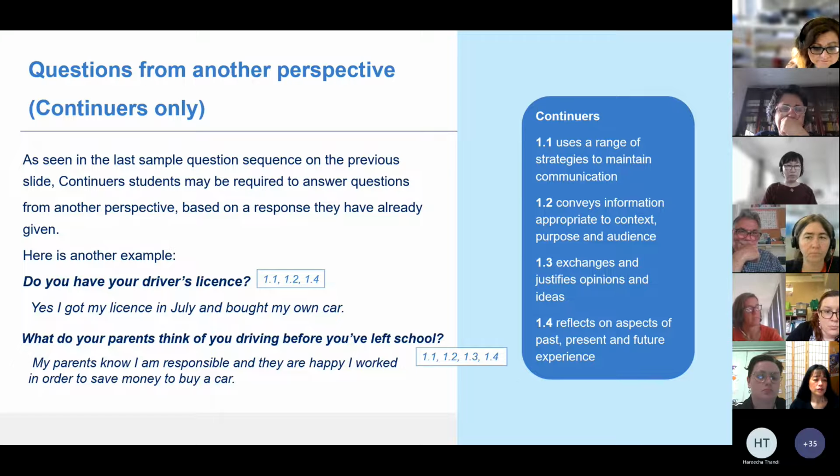Here is another example. Question: Do you have your driver's license? Response: Yes, I got my driver's license in July and bought my own car. Question: What do your parents think of your driving before you've left school? Response: My parents know I'm responsible and they're happy I worked in order to save money to buy a car.